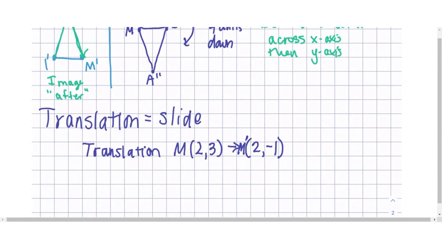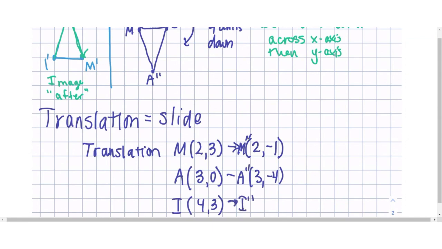So we have M, and then A was at the point 3, 0, and now A prime is at 3, -4, and then I was at 4, 3, and now I prime, I should put prime prime, is at 4, -1. So this is how they take it. They go like that and they describe it. So those are describing. And if they gave you a whole bunch of letters and you're like, what's the same translation?